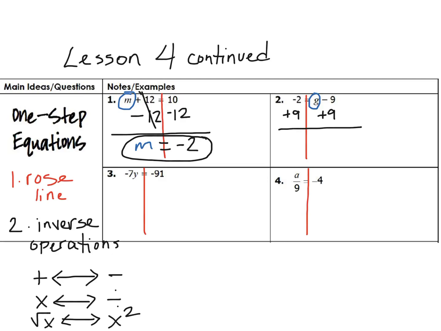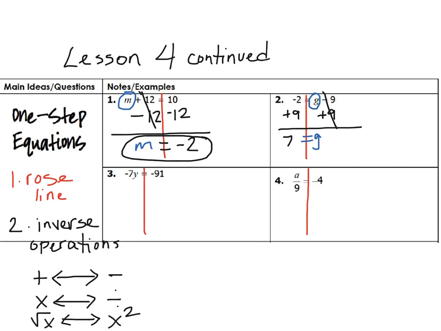Negative 9 and positive 9 are inverses, so they cancel. Bring down my variable, bring down the equal sign, and then I'm going to do my integer operation. Negative 2 plus 9 is positive 7.